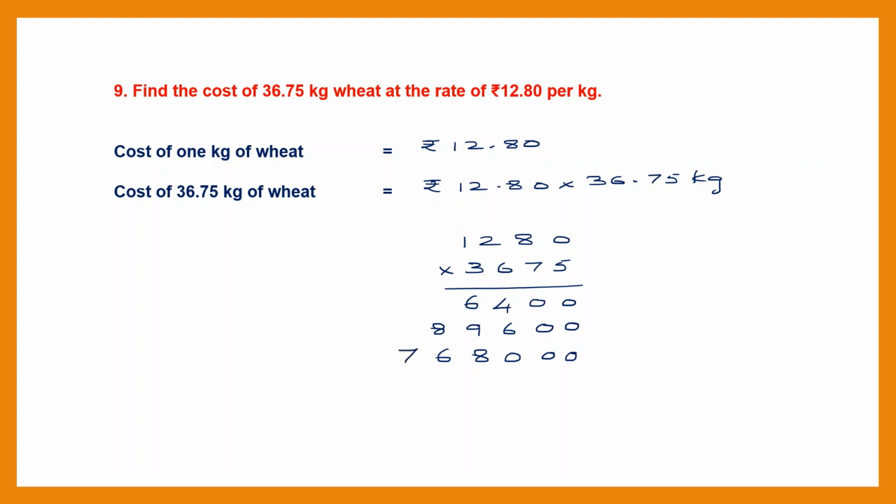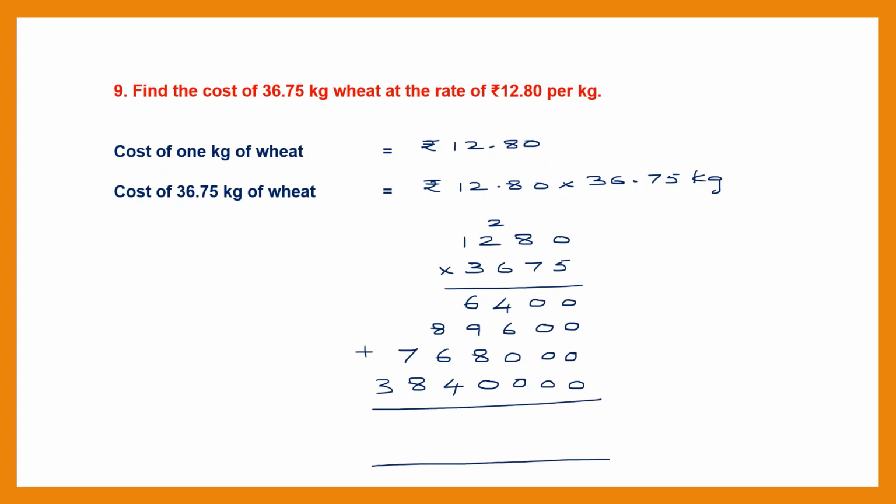Now we're going to multiply with 3, which is in the thousands place. So 1, 2, 3 zeros. Now multiply with 3. 3 zeros are 0. 3 eights are 24. Carry 2. 3 twos are 6, 7, 8. 3 ones are 3. So now we're going to add up all these.